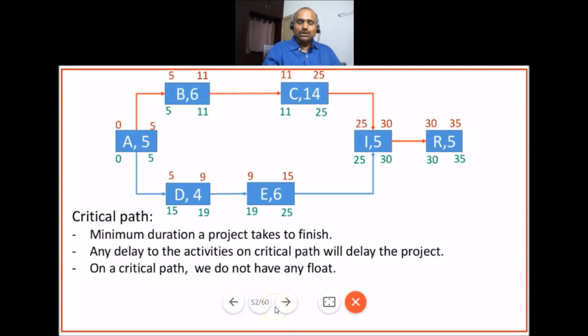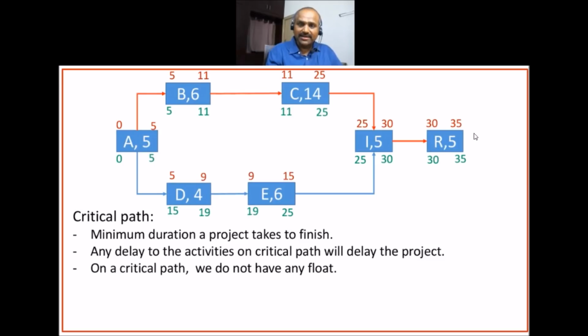Now, the critical path also represents the minimum duration a project takes to finish. Because I definitely need 35 days to complete this project. Minimum duration I need is 35 days. That's why the critical path provides the minimum duration a project takes to finish.